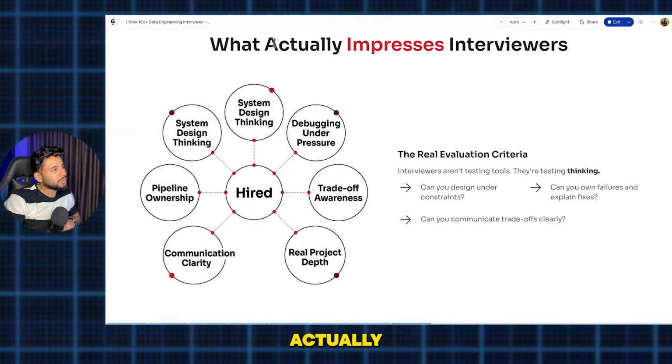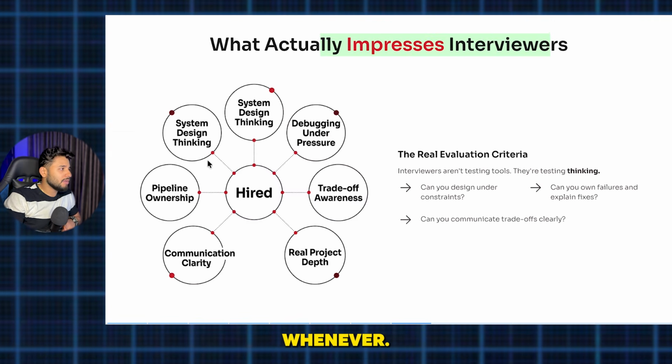Next thing, what actually impresses the interviewers? If you want to get hired, what all things do you have to follow? System design thinking, like think about the system. What will happen if I build this, how to scale up the thing, these kinds of things. Think about things like real projects.